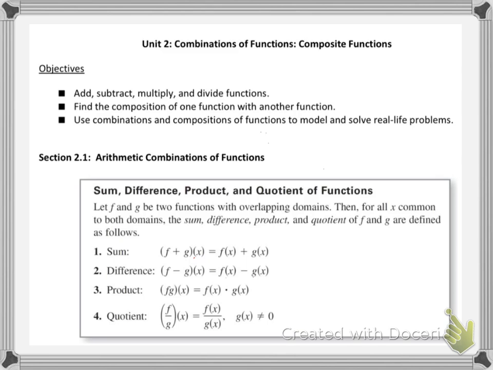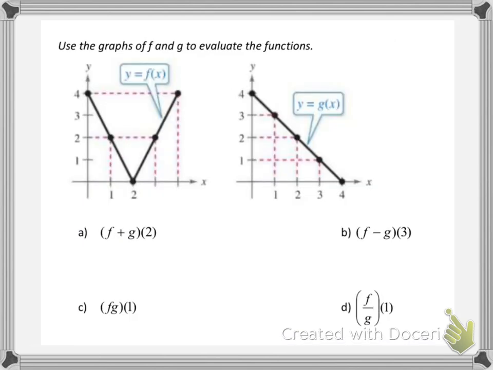F minus g of x can be rewritten as f of x minus g of x, and so forth. Okay? So let's apply these arithmetic combinations of functions in the following manner. Let's look at these two graphs. The first graph is our f of x graph, and the second graph is our g of x graph. And we're going to evaluate what's being asked in A, B, C, and D. Notice it's a sum, a difference, a multiplication, and a division problem, just like we saw in our previous table. And we're going to apply those formulas, for lack of better words, to these problems.